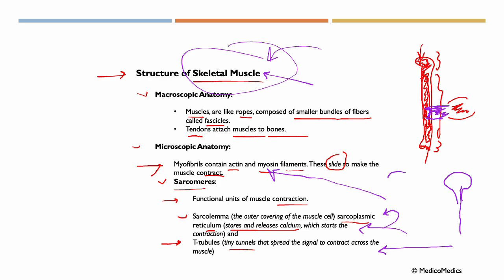So imagine two things slightly separated. And when the signal comes, this part, let's say, goes down here, and the other one goes above it. So they slide past each other, and this long structure becomes, let's say, this size. That's a very poor illustration.